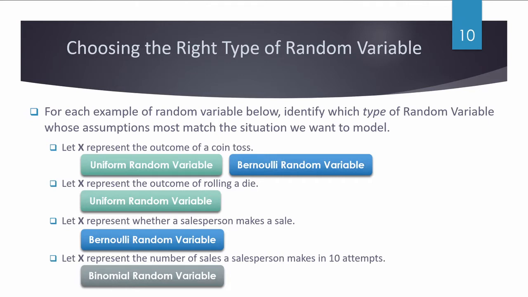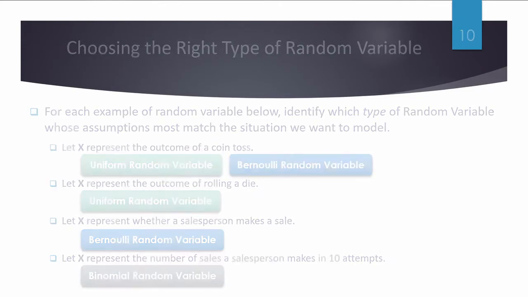So here we can see pretty simply, depending on the type of question we're asking and the type of variable we're modeling, the type of random variable we choose to represent that is going to determine how we're going to calculate the probability for each one of these events. So we're going to go through some examples of how to deal with uniform, how to deal with Bernoulli, and how to deal with binomial random variables.